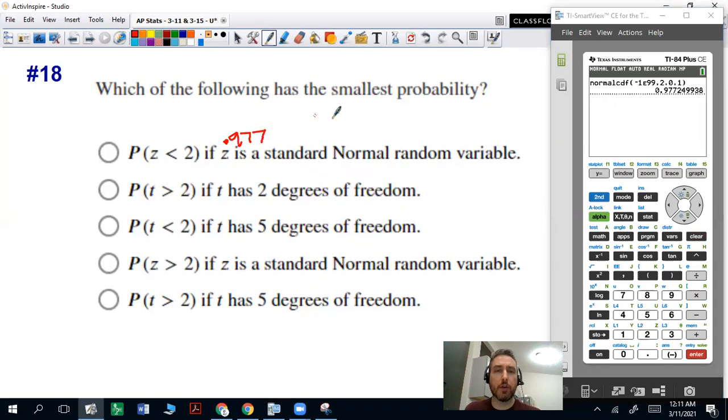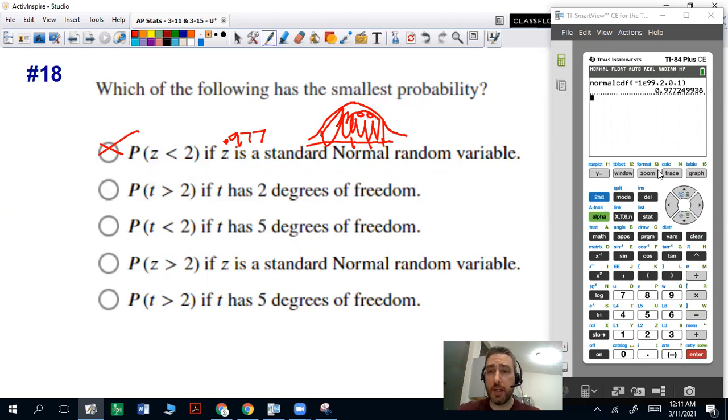And think about the normal curve, right? Like 0 is in the middle, and 1 and 2, and it's less than. That's a big probability, so we can rule that one out. Now let's do the other way. So let's do Z is greater than 2.